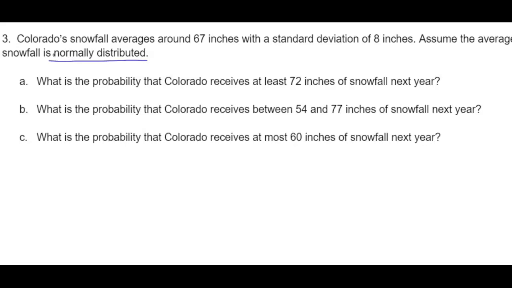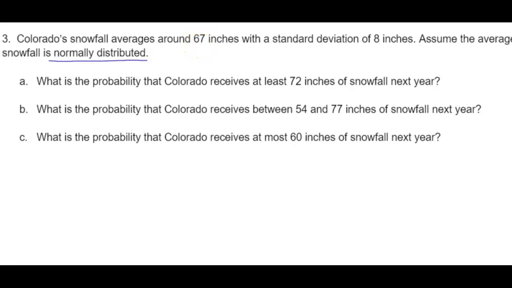So the easiest way is to go ahead and build those numbers under the curve, or what would be the curve if you use the curve. If the numbers you're trying to find the probability for are not in those values, then that is your clue that you need to use the calculator. So let's take a look. In this case, Colorado's snowfall averages around 67 inches with a standard deviation of 8 inches.